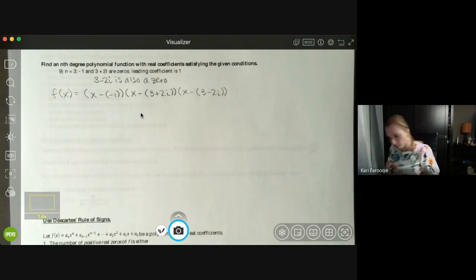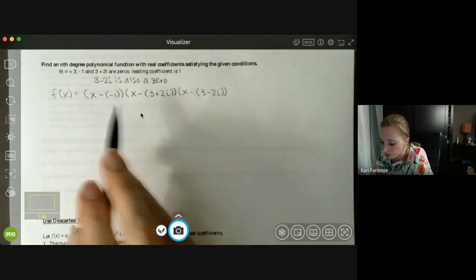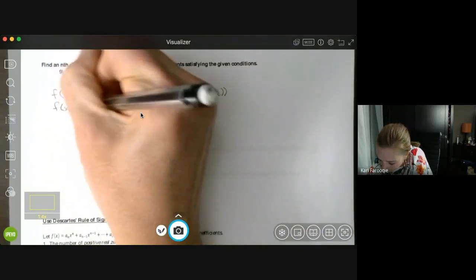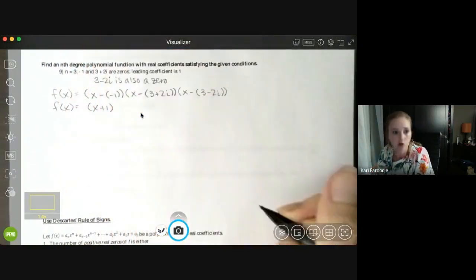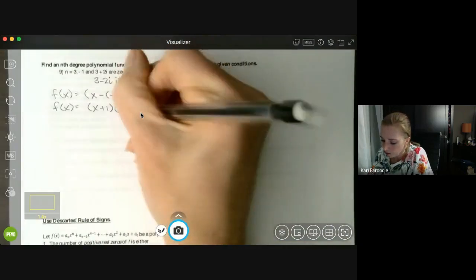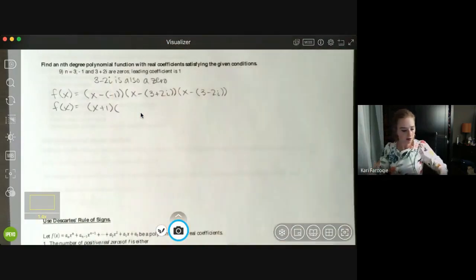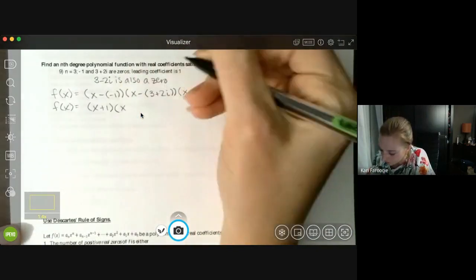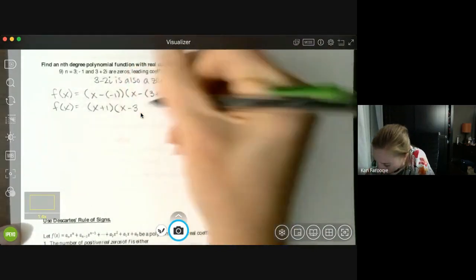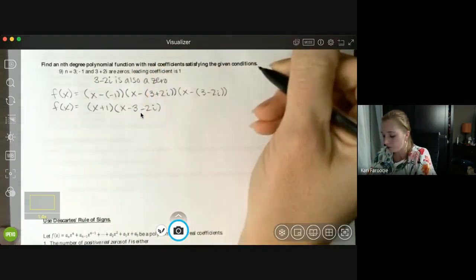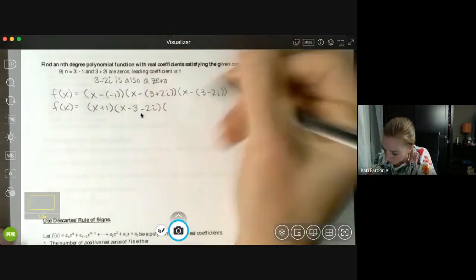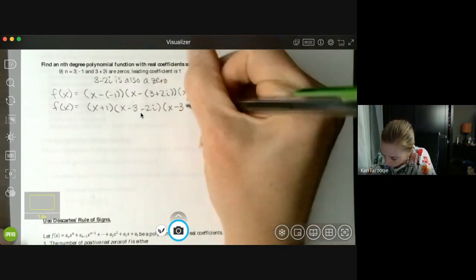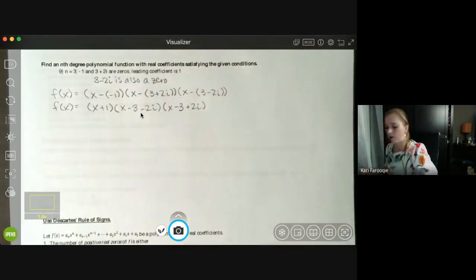Okay. All right. Well, let's go through and simplify. What I'm going to do first is simplify these signs. So the first factor will be x plus 1. The second one, I'm going to rewrite this second factor, or I'm sorry, distributing. I'm not getting rid of the minus signs, I'm distributing into the parentheses. So I have x minus 3 minus 2i and x minus 3 plus 2i.